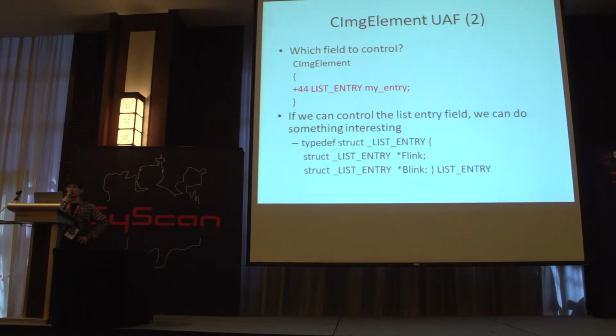So to exploit this bug, we need to control some fields of the freed CImage element. Which field to control? As we mentioned before, the CImage element is linked into a double linked list, and the offset 0x44 is actually the structure of a list entry, which is used to link the image element into the list. And if we can control the content of this list entry, we can do something interesting.